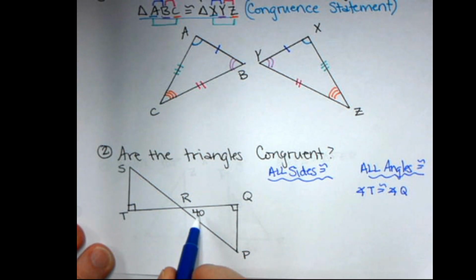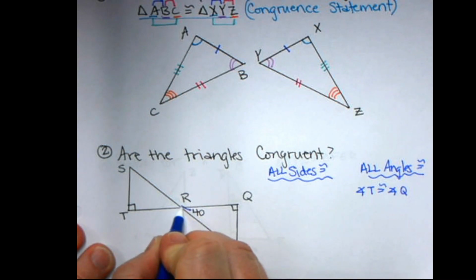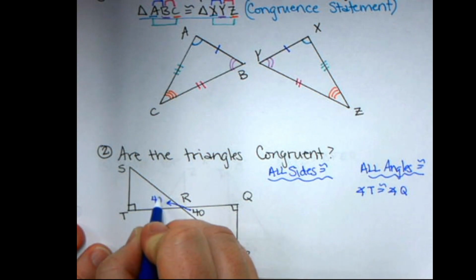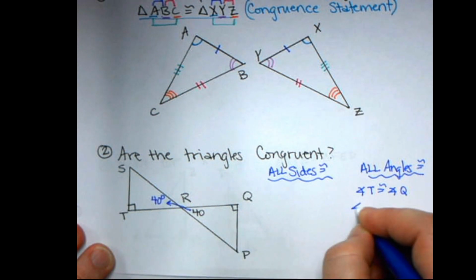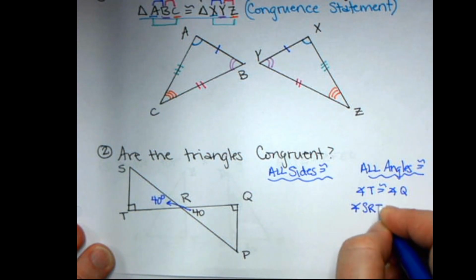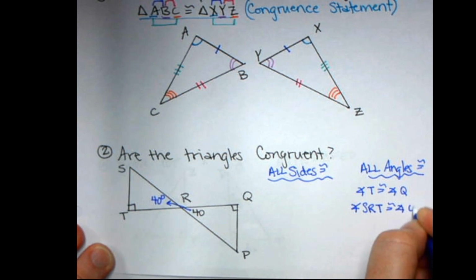I know this angle here is 40. That's vertical to this one here, so that one's also 40. So I know that angle SRT is congruent to angle QRP.